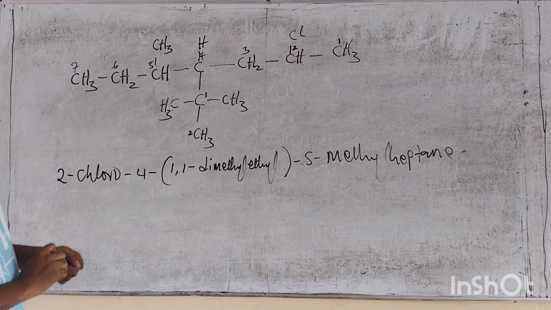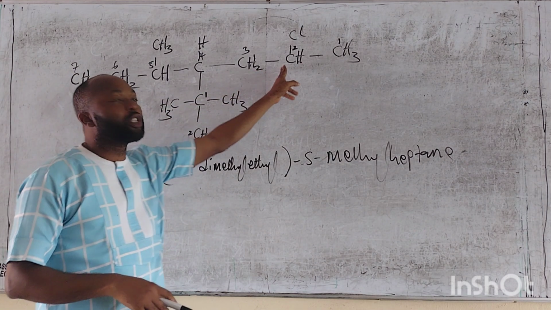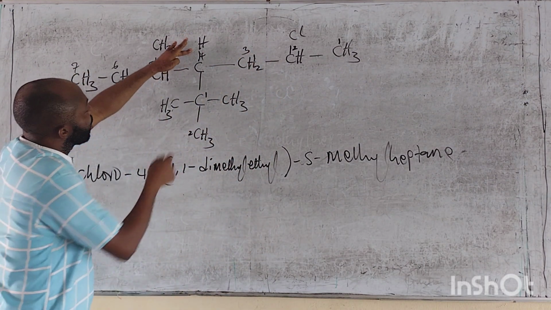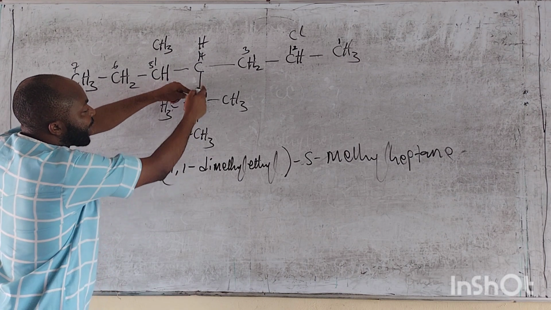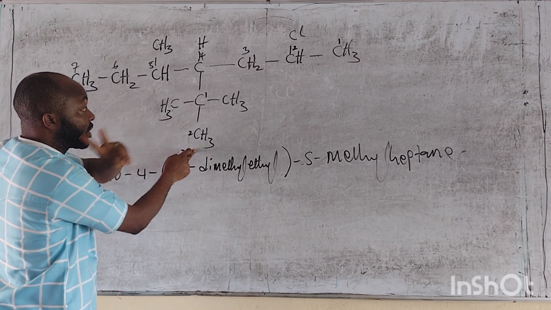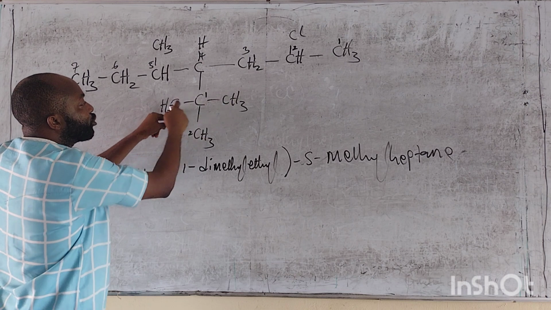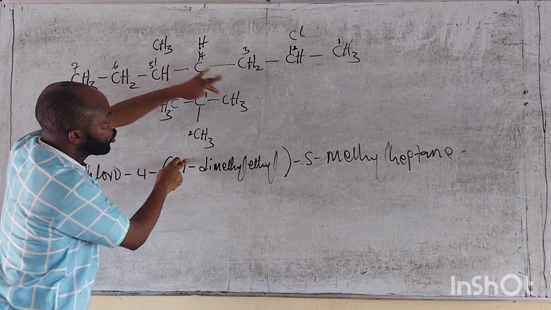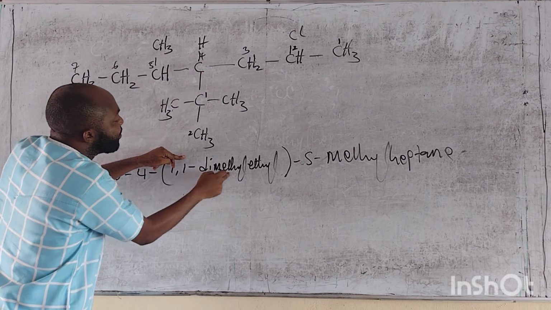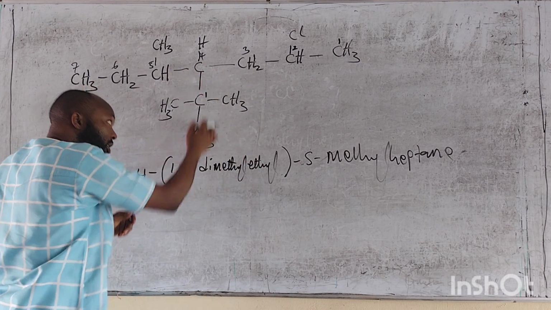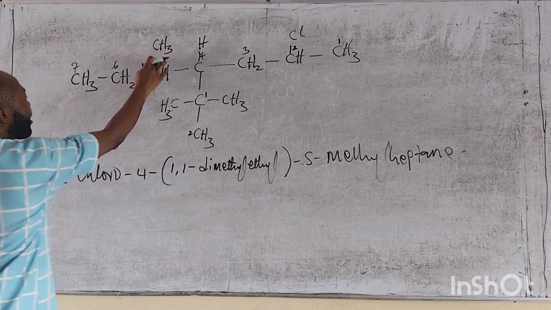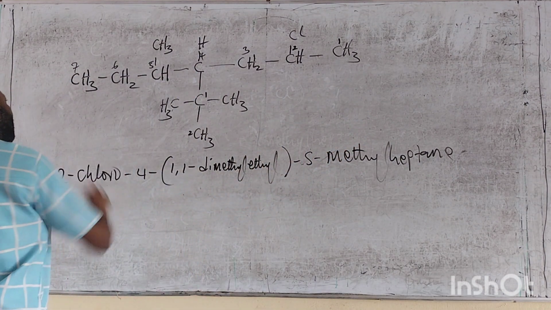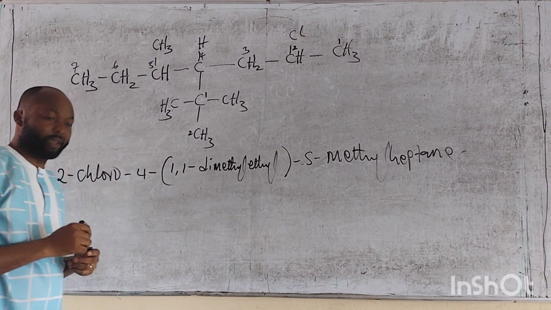Let me break it down. 1, 2. In 2 I have a chloro. So 2 chloro, 4, 1, 1. In carbon 1, this is my ethyl. 1, 2. Give me ethyl. But in carbon 1, I have 2 methyl. So I have 1, 1. In carbon 1, I have this 2 here. So it becomes 1, 1 dimethyl ethyl, 5 methyl heptane. That is the name.